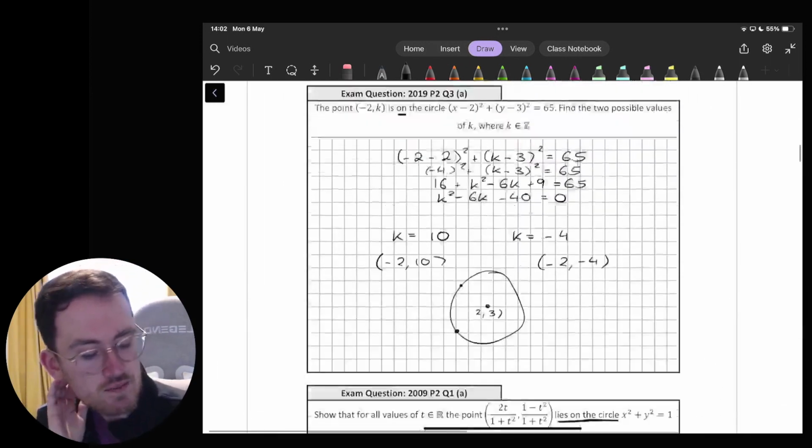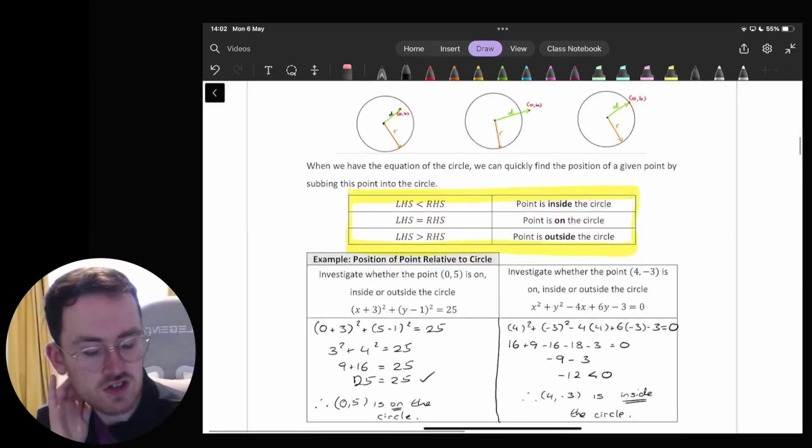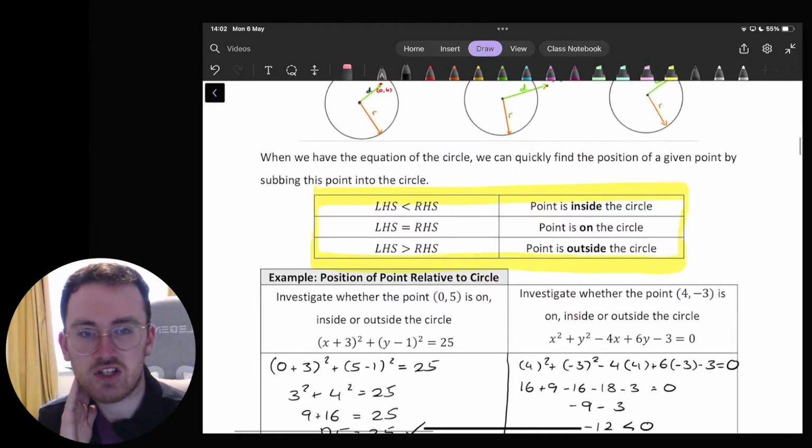So really the main thing that's coming out of this section is just that yellow box that we've highlighted here, and making sure that you're aware of that and what it means for the position of different points relative to your circle, because that's going to be quite important as you work through some of the other questions here.